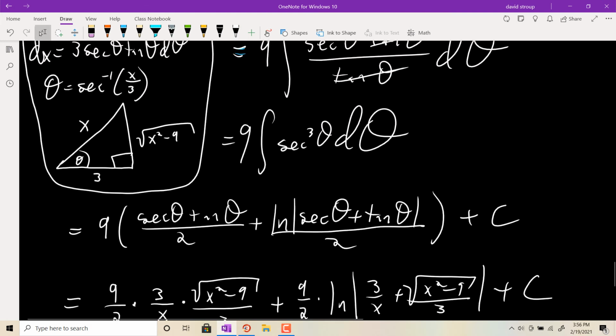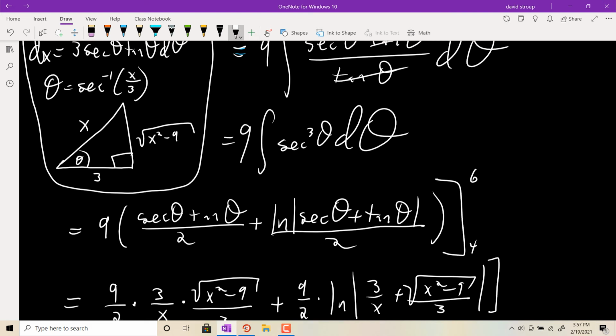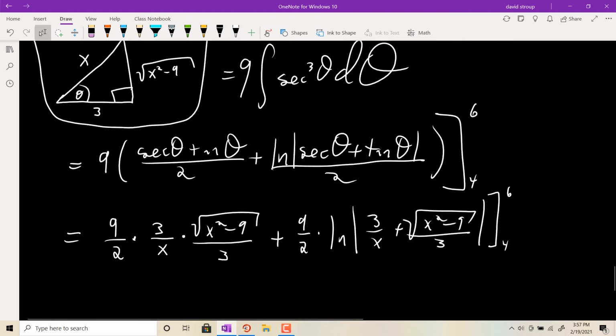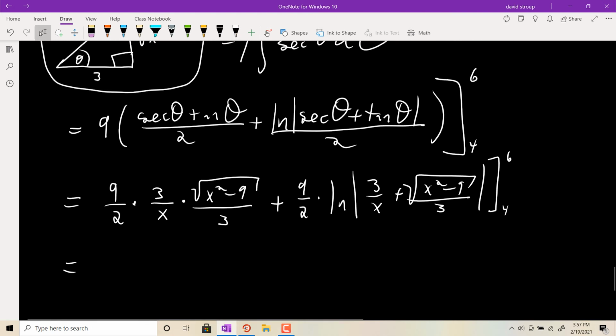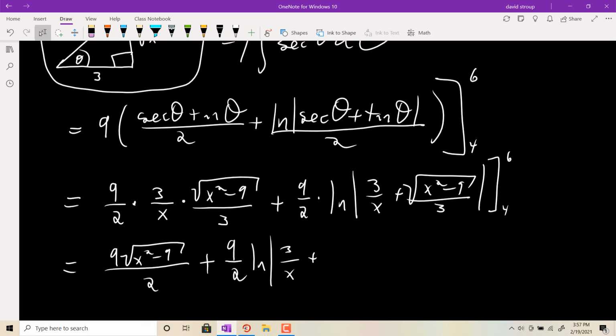Whoops, we're not plus c-ing. Sorry, buddy. You're not done. Yeah, we have to evaluate, right? So it's from 4 to 6. That's going to make things worse for us to stomach. So 9, the 3's cancel here, so you're ending with 9 square root of x squared minus 9 all over 2 plus 9/2 ln absolute value of 3 over x plus the square root of x squared minus 9 all over 3, from 4 to 6.